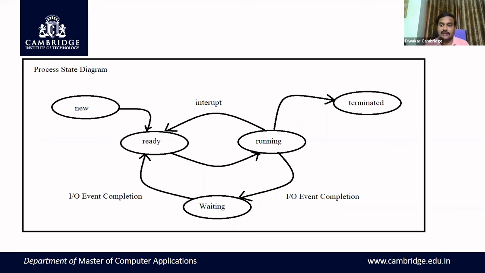Suppose any IO event occurs, or any IO operation has to be performed, that is, an input and output operation has to be performed, then it will go to the ready queue.